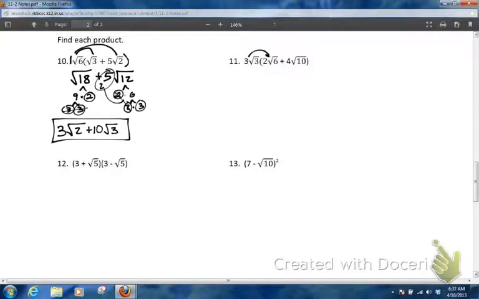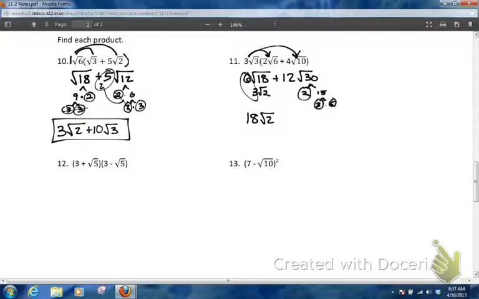Alright, so 3 root 3 times 2 root 6 is going to give us 6 root 18. 3 root 3 times 4 root 10 is 12 root 30. Root 18 we just did, we know that turns into 3 root 2, but we're going to multiply the 3 by the 6, so we're going to get 18 root 2. And then I've done the square root of 30, broken that down enough times to know that it's not going to be able to be simplified. So this just stays plus 12 root 30. And again, since those are not like terms, you're done. You cannot add them together. You're just done.